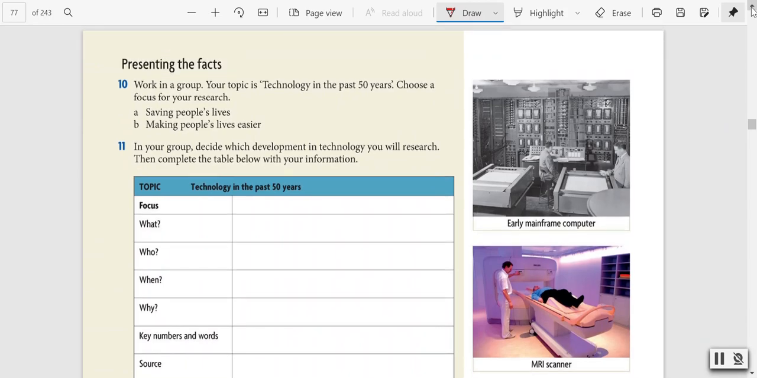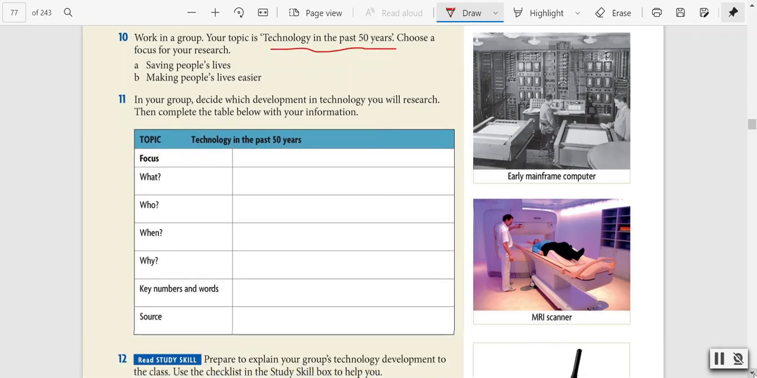Presenting the facts. Work in a group. Your topic is technology in the past 50 years. Choose a focus for your research, saving people's lives and making people's lives easier. Okay, you can choose a focus for your research, which is technology in the past 50 years. And after that, in your group, decide which development in technology you will research. And then complete the table below with your information. You can choose a topic, you can choose a title with a focus. And after that, you can fulfill the information like this. You can fulfill the table with your information.